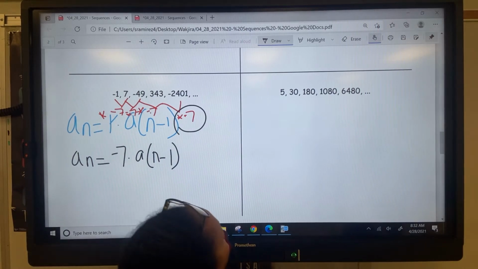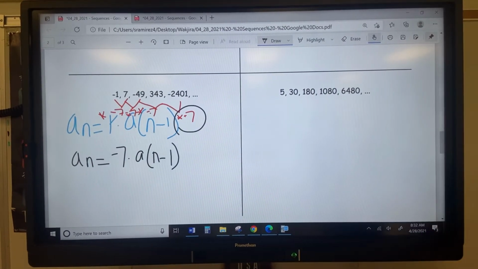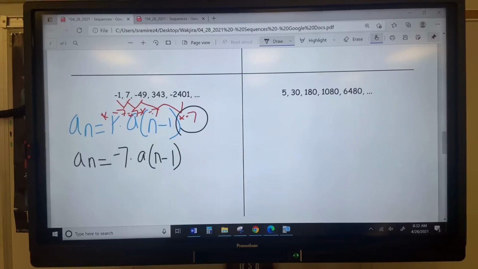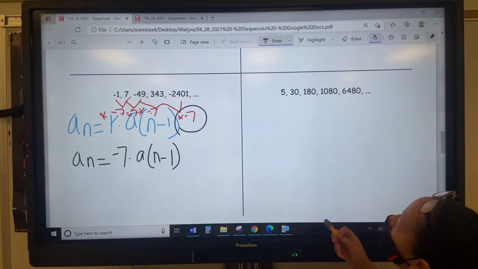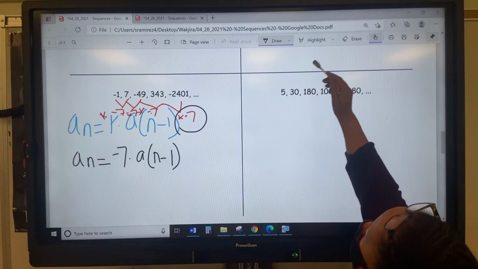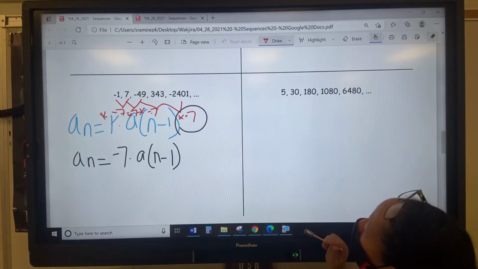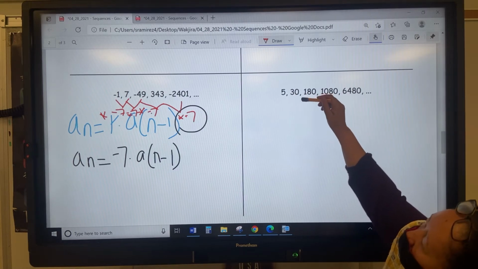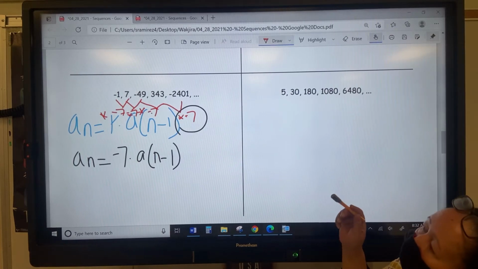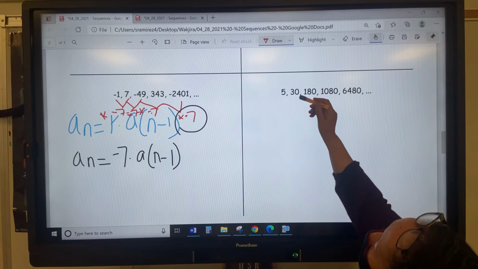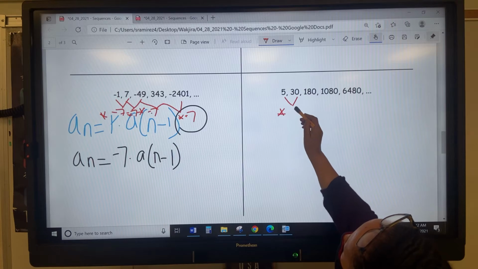So I'll give you a few seconds to try this one by yourself. Pause your video, then I will come back. Okay, I'm back now. So the same way we do over there, we're going to try to find our R in here from 5 to 30. In order for us to get 30, what do we do with the number 5? Yeah, we multiply it by 6. From here to here, it multiplied by 6.